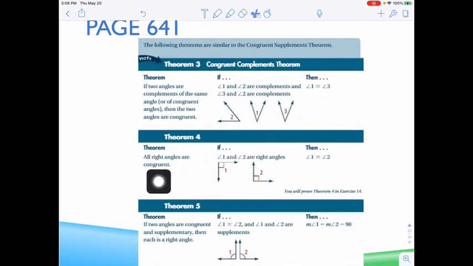For theorem 4, we have all right angles are congruent. So if angle 1 and angle 2 are right angles, then angle 1 is congruent to angle 2. For theorem 5, we have if two angles are congruent and supplementary, then each is a right angle. If angle 1 is congruent to angle 2, and angle 1 and angle 2 are supplements, then the measure of angle 1 equals the measure of angle 2, which equals 90.